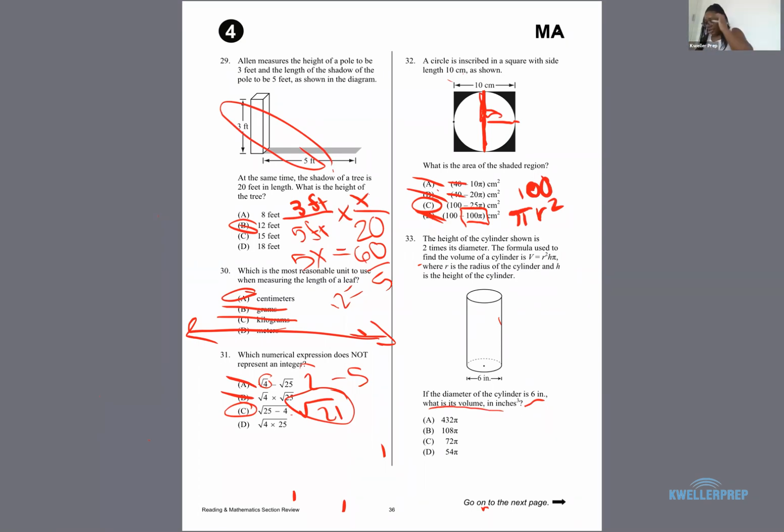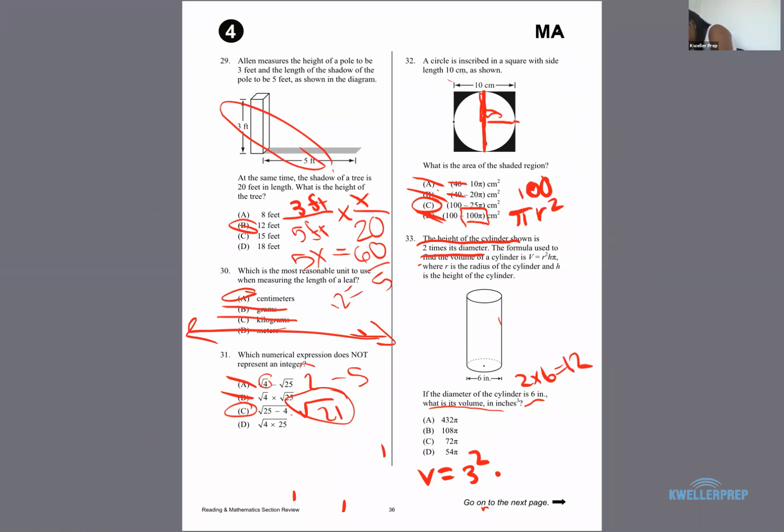Okay, so we know that diameter is really just 2 times the radius. So you can divide the diameter by 2 in order to get the radius. So now when you do that, you realize that the radius is 3. So you have 3 squared. Now for the height, they say in the problem that the height of the cylinder is 2 times its diameter. If its diameter is 6, its height has to be 12 because 2 times 6 is 12.